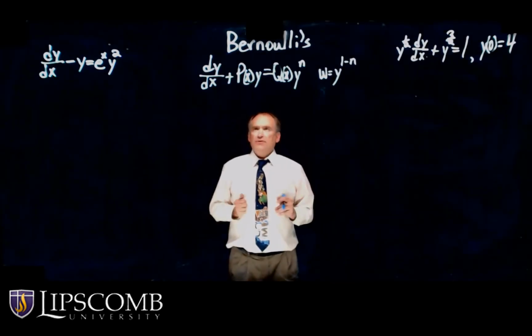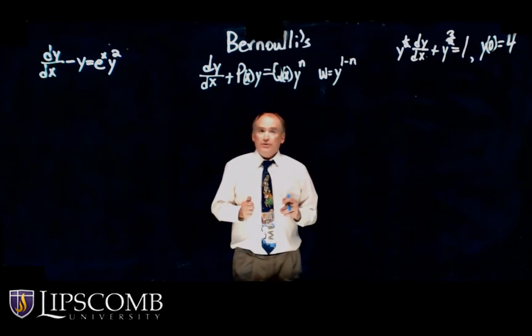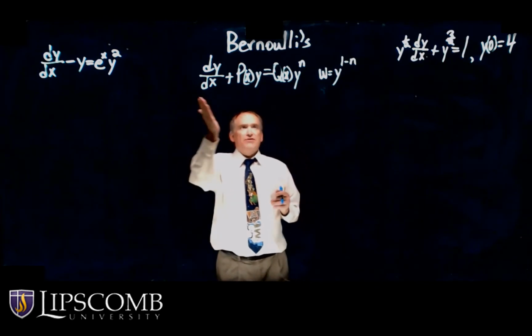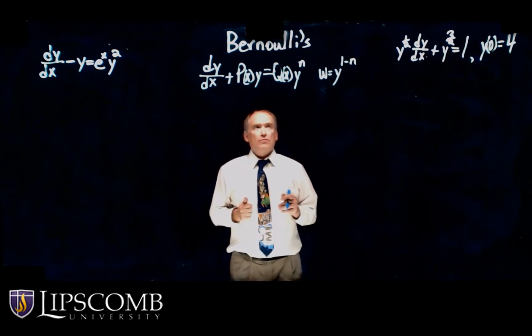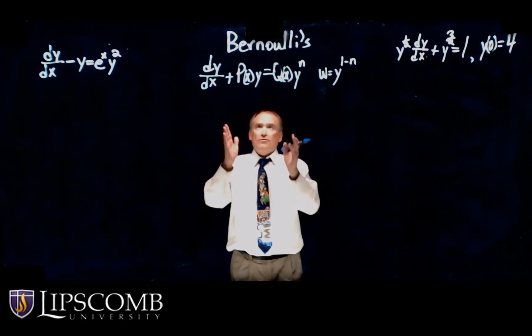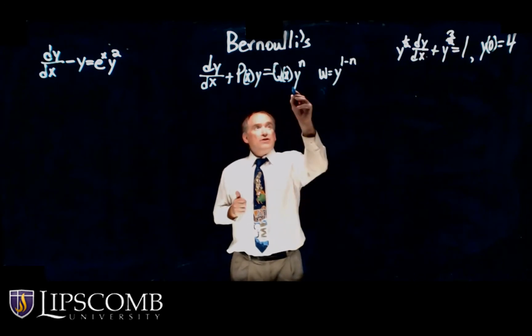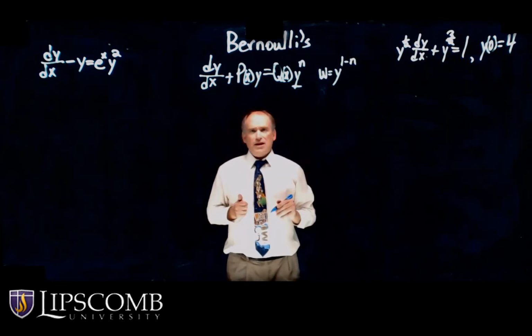Our next type of differential equation is Bernoulli's. Bernoulli's has this form: dy/dx plus p of x times y equals q of x times y to the n. Now if you notice, it looks very similar to linear. The difference is this y to the n.